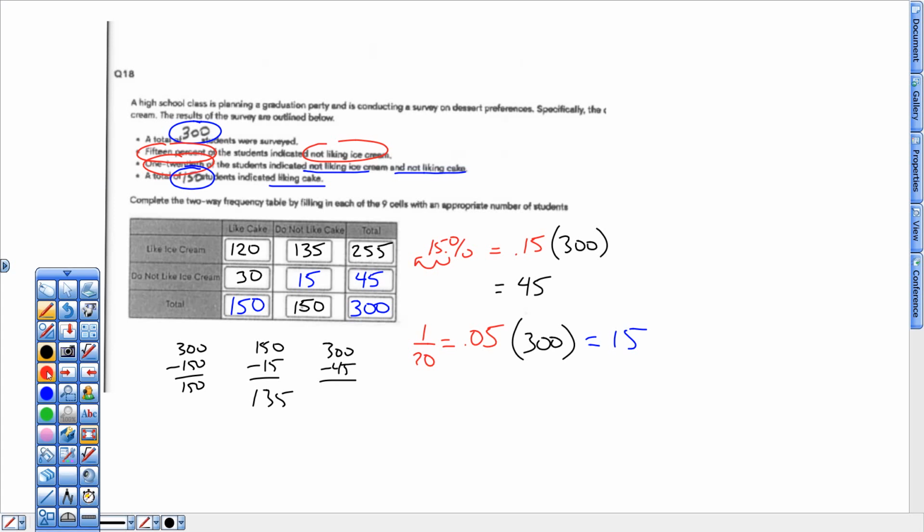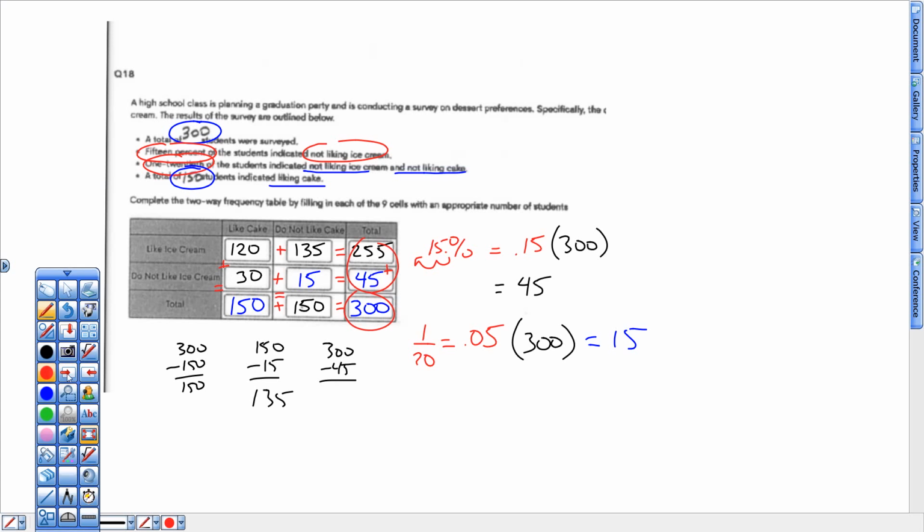And then they should all match up. 120 plus 135 should equal 255. It does. 30 plus 15 should equal 45. It does. 150 plus 150 equals 300. And then adding down, these two added up equal 150. These two added up equal 150. These two added up equal 300. Know that. That's how a two-way frequency table works.